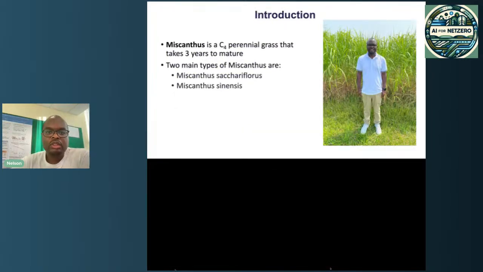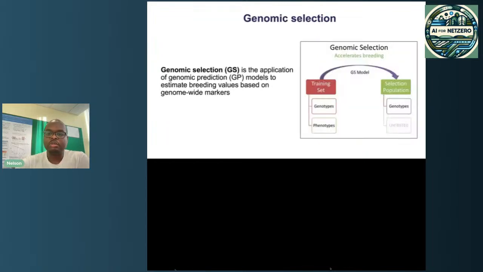So as a species introduction, Miscanthus is a C4 perennial grass that takes about 3 years to mature. And we have two main types of Miscanthus. The first one is Miscanthus sacchariflorus, and the second one is Miscanthus sinensis. These are the main species that we are interested in improving in the Aberystwyth breeding program.